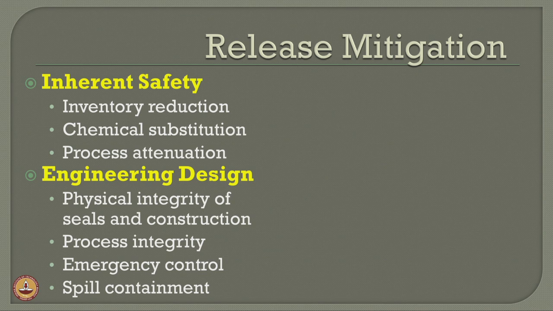The second aspect in release mitigation can be focused on the design process itself. One can look for physical integrity of seals and construction. One can also try to revise the process integrity in terms of its layout. One can make the emergency control response guidelines of the systems more effective in terms of design and functionality. One can also focus on the containment of spills. We already saw in previous lectures how an oil spill can be contained using different kinds of booms. So, on the other hand, one can also look at release mitigation mechanisms in terms of the design itself.